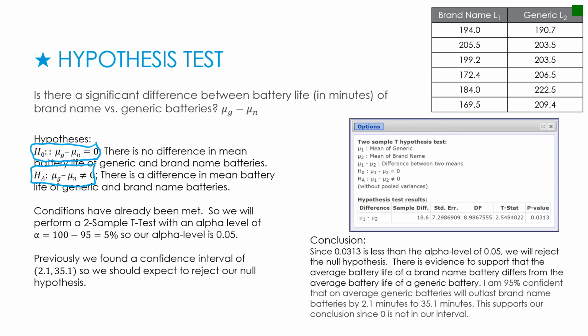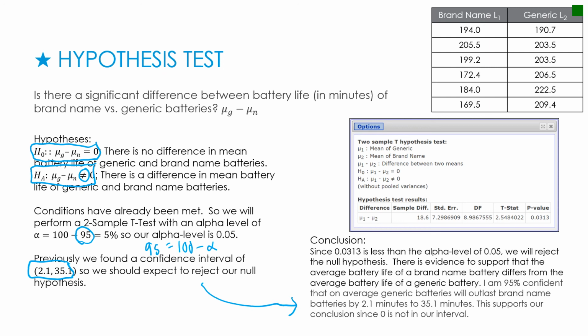My conditions have already been met, so I'm going to look at what alpha level I should use. Previously, I gave you a 95% interval. So again, I just took alpha equals 100 minus 95, or 95 equals 100 minus alpha. And again, that's because this is a two-tailed test. If it was a one-tailed test, it would be 100 minus 2 alpha. But again, remember our previous interval was 2.1 to 31.5, so I'm going to use that when I come over here to write my conclusion.